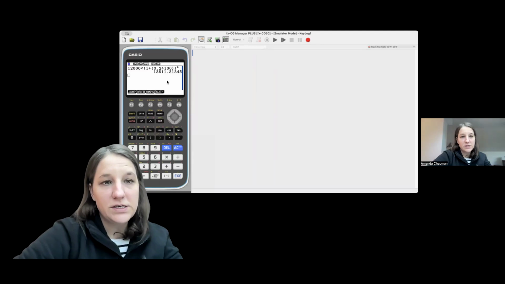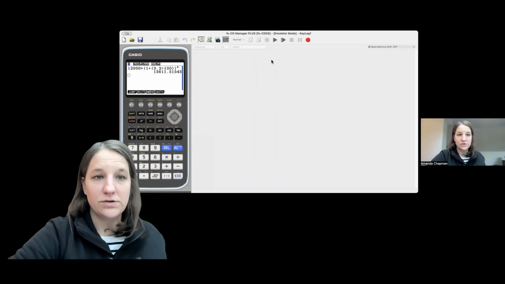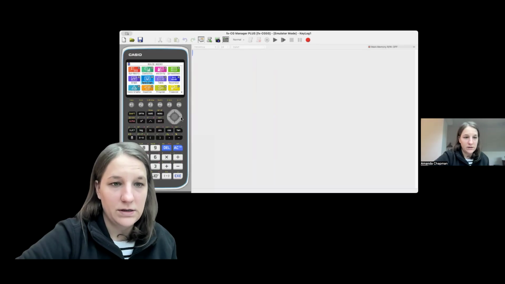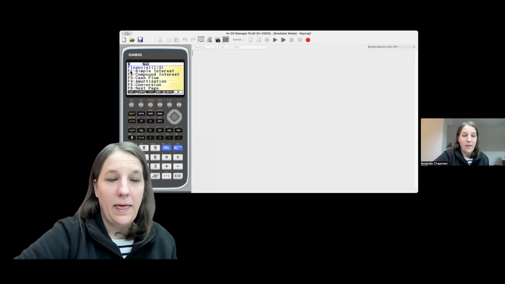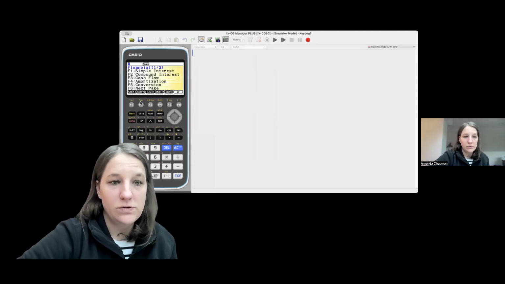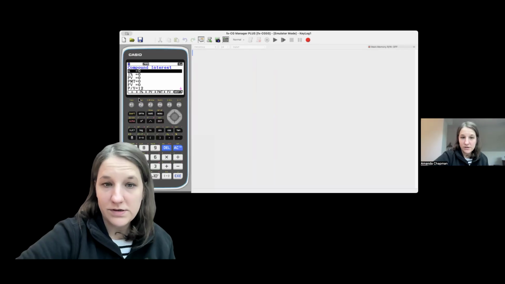So the first thing we need to do is go to the financial stuff in our calculator. I'm going to click on menu, and I want this financial thing here. Let me go there, execute. Simple interest is what we did last week. I want compound interest, and it says F2, so you have to push F2. And here we're going to plug in our values and solve.